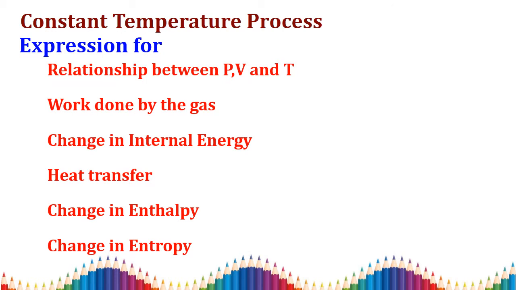We are going to see the expressions for the relationship between pressure, volume and temperature, and the work done by the gas for the constant temperature process, and also the change in internal energy. We will see what heat transfer occurs and how we can derive the heat transfer in a constant temperature process from the first law of thermodynamics. From the Gibbs function we are going to derive the change in enthalpy, and again from the first law of thermodynamics we are going to derive the change in entropy for a constant temperature process.